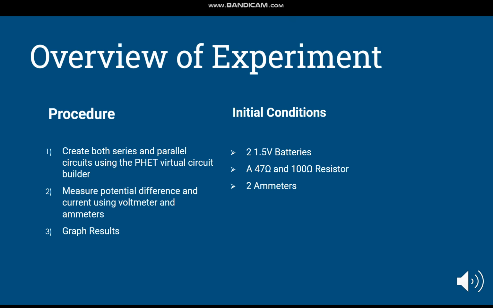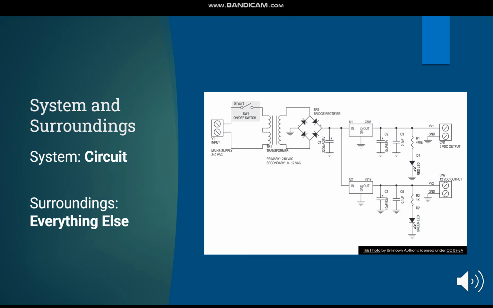So for our procedure, we create both series and parallel circuits, measure potential difference and current using voltmeter and ammeters, and then we graph the results. And the initial conditions were two 1.5 volt batteries, a 47 ohm and a 100 ohm resistor, and two ammeters. So for system and surroundings, the system was the circuit and the surroundings were everything else.